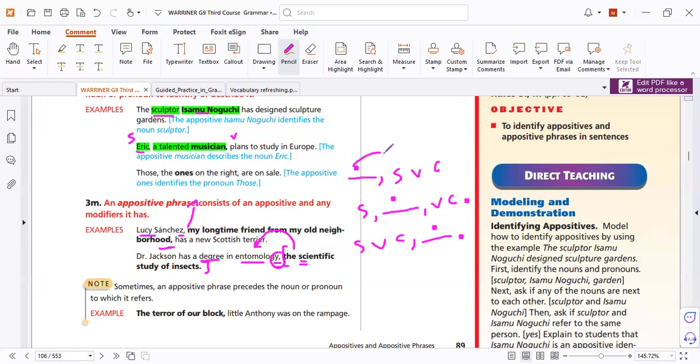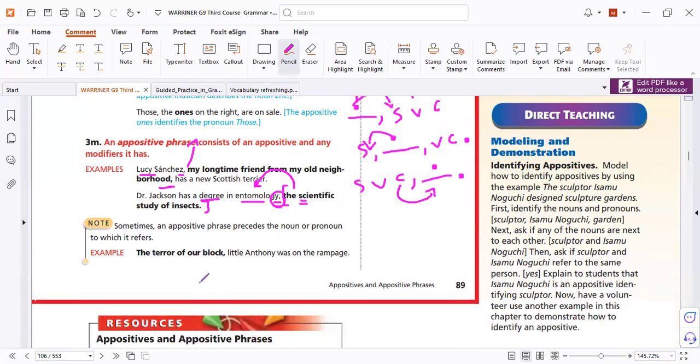At the beginning, it modifies the subject or verb. In the middle, it modifies something before. At the end, it modifies something before. So very easy. Look, the terror of our block. Little Anthony is a terror. It's an appositive at the beginning, and we have a comma. The comma tells you this is the end of the phrase.